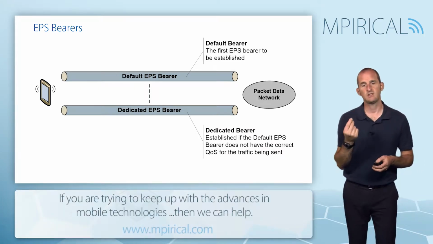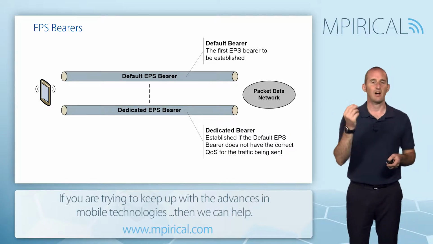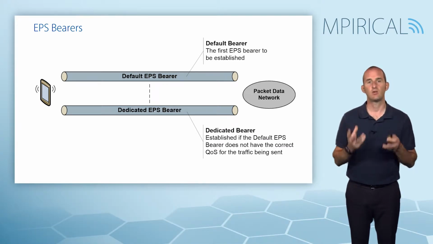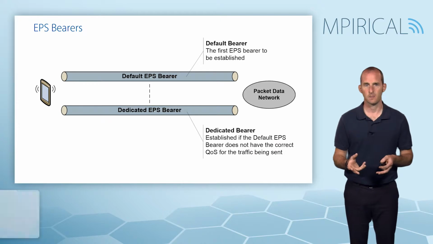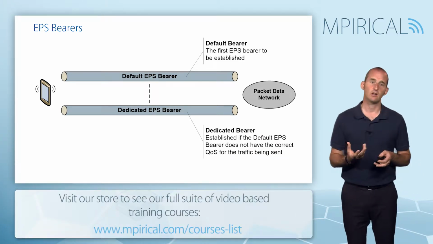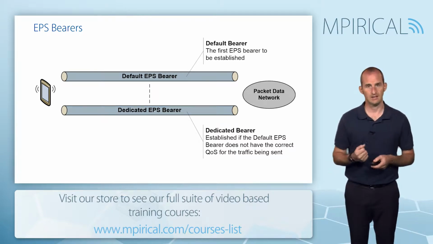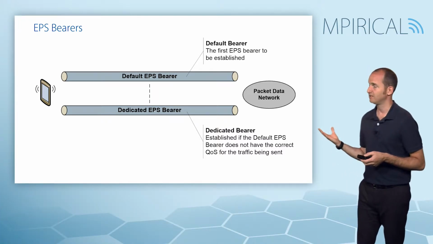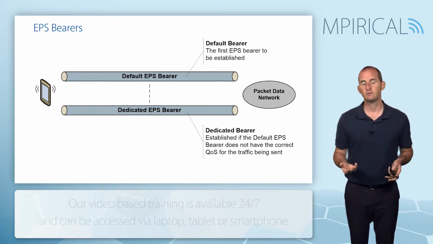So here's the distinction. The distinction is that dedicated bearers are only established if the default doesn't have the correct QoS characteristics for the traffic that I'm sending. Now, the internet as an example packet data network is probably not a good example of where you would see default and dedicated bearers, because for the most part, subscribers who connect to the internet largely send all of their traffic down the default bearer.